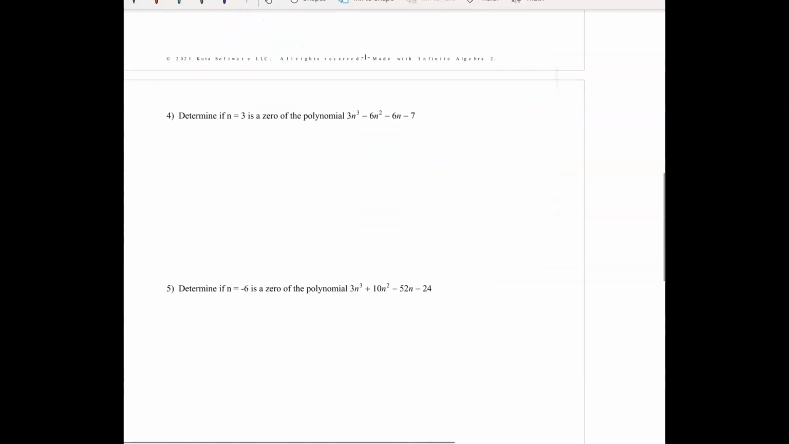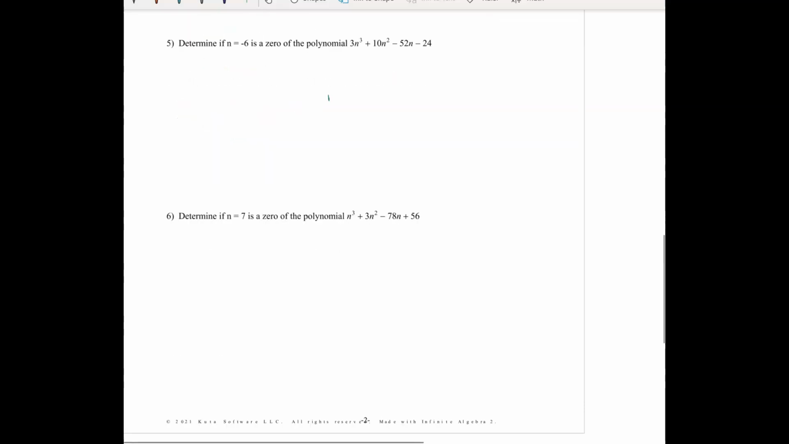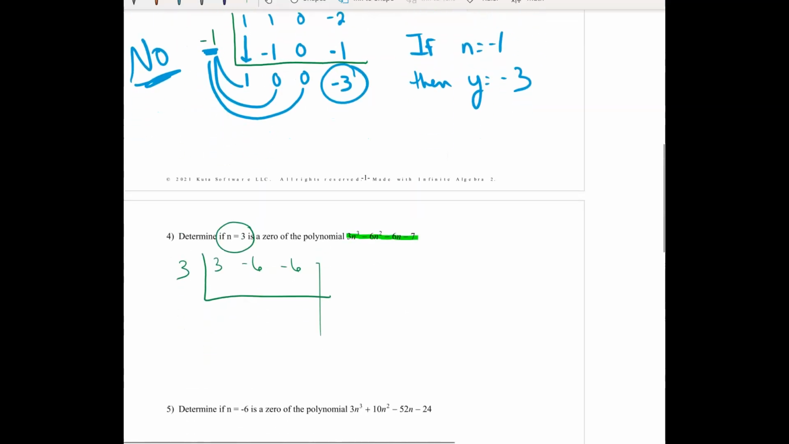So as you go through the next set of problems, just double check that you have all your exponents like in a countdown. So I have a third power, a second, a first, and a constant. That's good to go. So if I were to set this one up, 3 would go here, and then inside the box would be 3, -6, -6, and -7, and I bring the first number down.